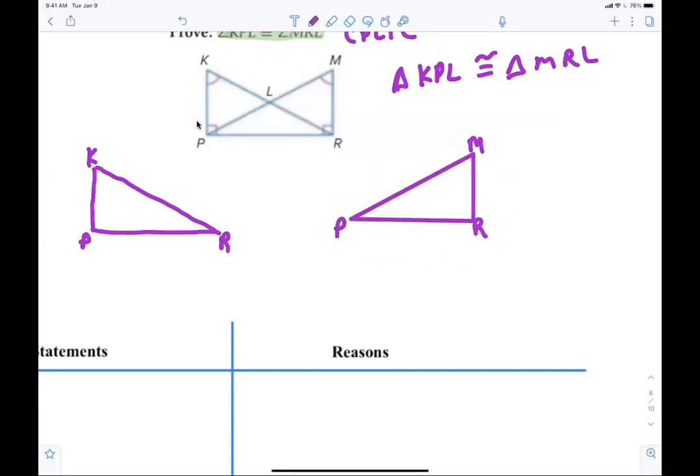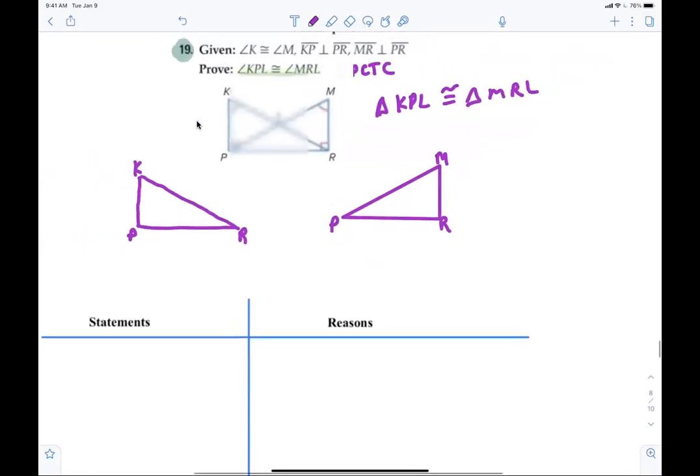So now, what's true about those two triangles right off the bat? What do we know is true? Angle K and angle M are congruent. P is congruent to R. And then, of course, what Lucas said was what? PR is congruent to itself. So those triangles are congruent by what?